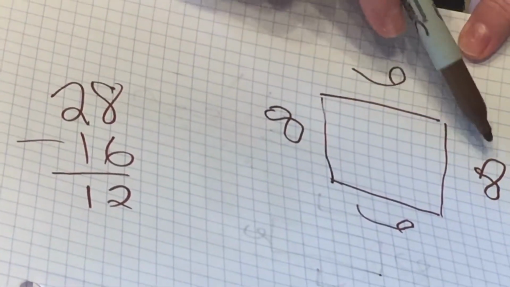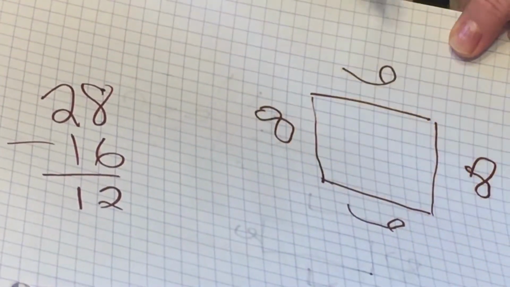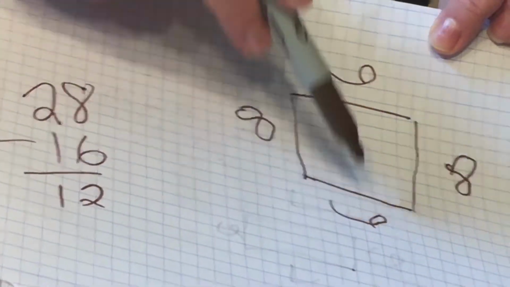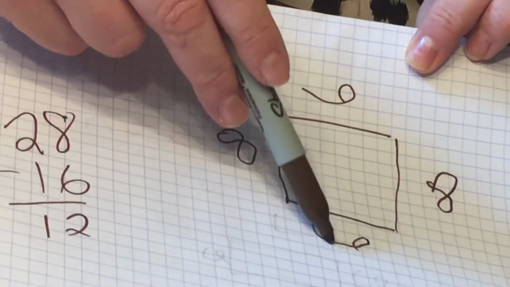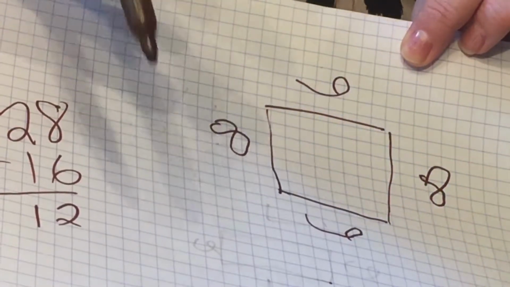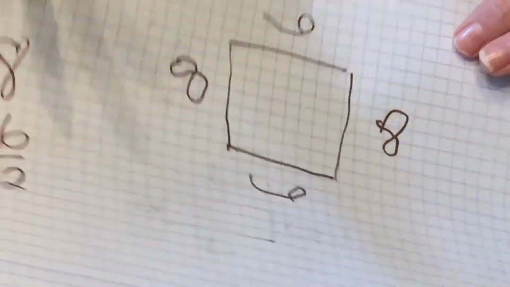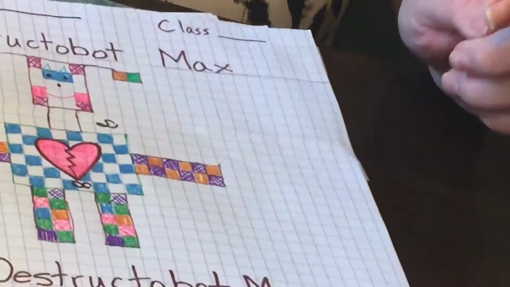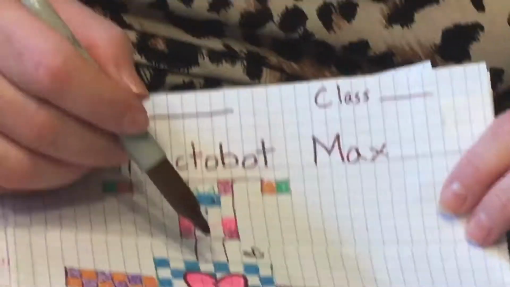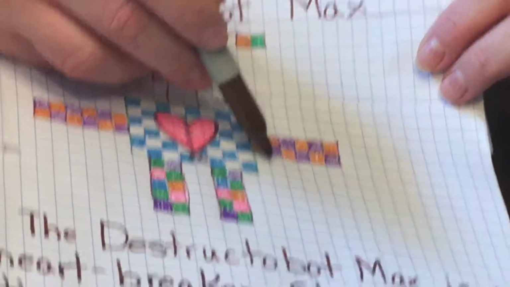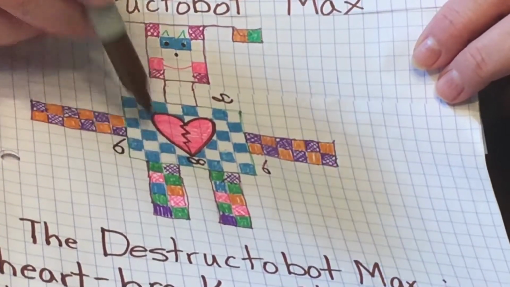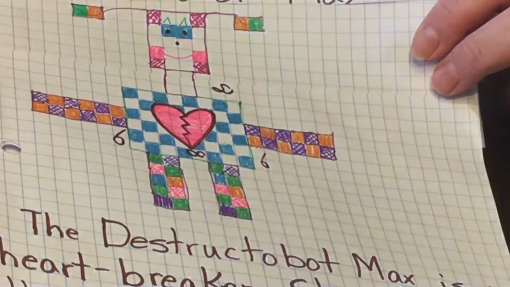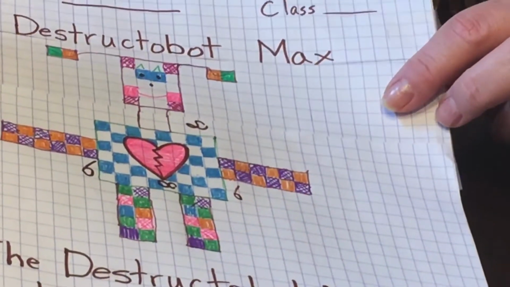So if I have 8 and 8, then the other two sides have to be 6 and 6, because you cut 12 in half, you get 6 and 6. And when you add 8 and 6 is 14, and 8 and 6 is 14. 14 and 14 would give you 28. So you kind of plan it out, and then you can draw it and color it the way you like it. So now this side is 8, and this side is 8, and then this side is 6, and this side is 6, just like my planning sheet shows.